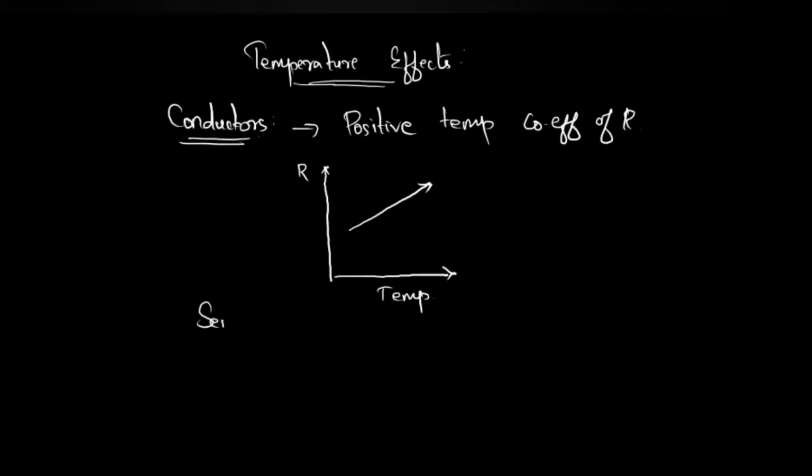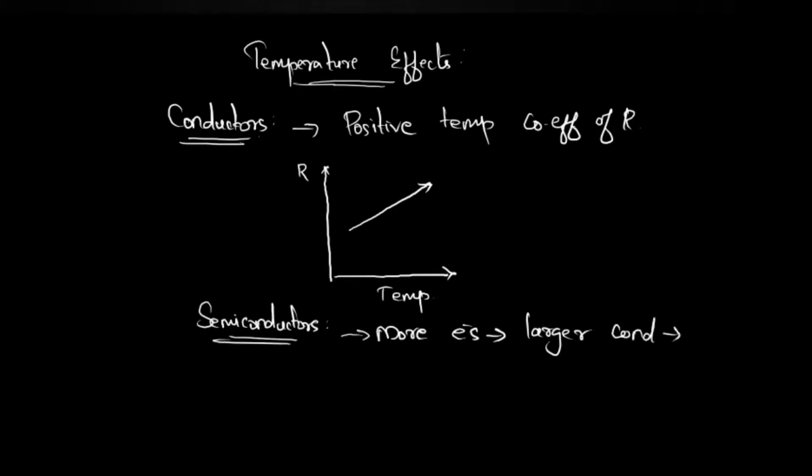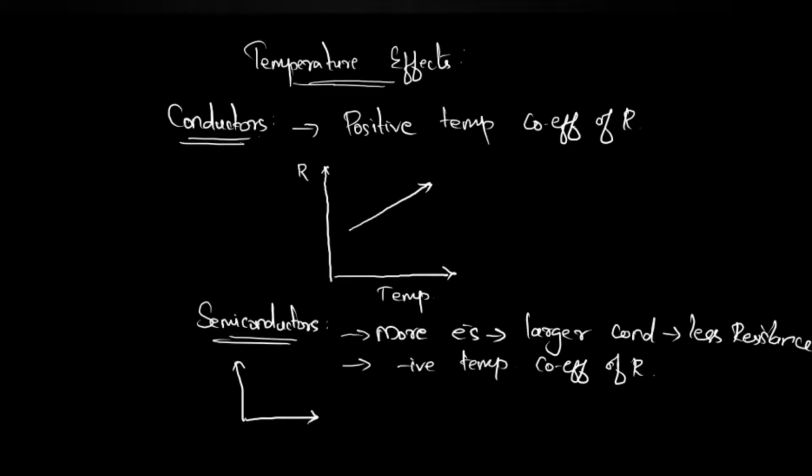Next is semiconductors. Semiconductors only have a very small number of electrons available for conduction. So when we apply an external heat, what will happen is more number of electrons will be generated inside the semiconductors. More electrons obviously means larger conductivity and lesser resistance. So semiconductors have a negative temperature coefficient of resistance. That is, the resistance value decreases with the increase in temperature.